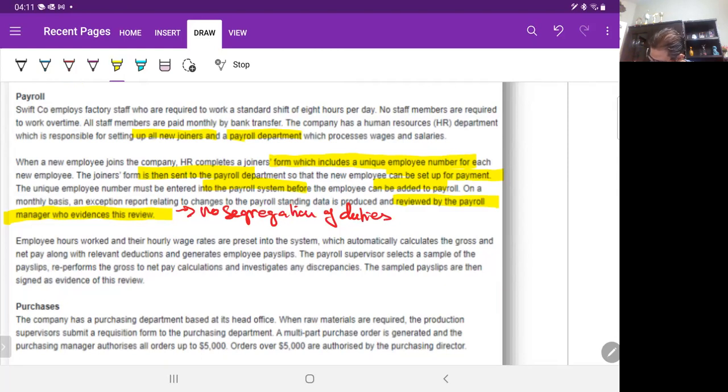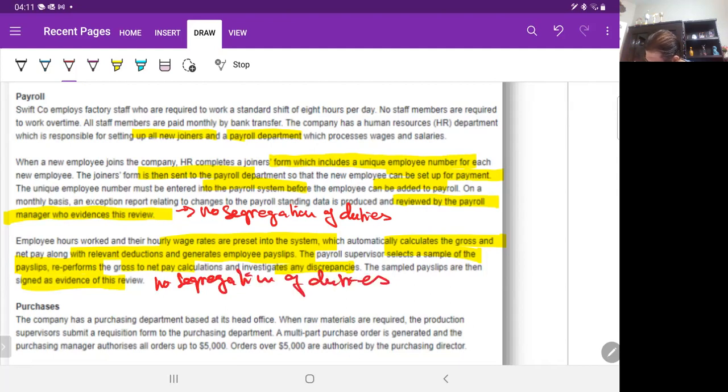Now, employees have worked and their wage rates are preset into the system, which automatically calculates the gross and net pay along with the relevant deductions and generates employee pay slips. The payroll supervisor selects a sample of the pay slips, reperforms the gross to net pay calculations and investigates any discrepancies. The sample pay slips are then signed as evidence for this review. Okay, now again, no segregation of duties over here.